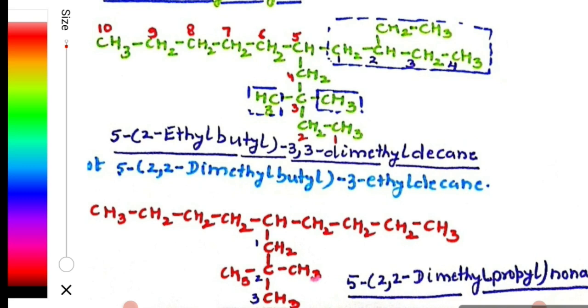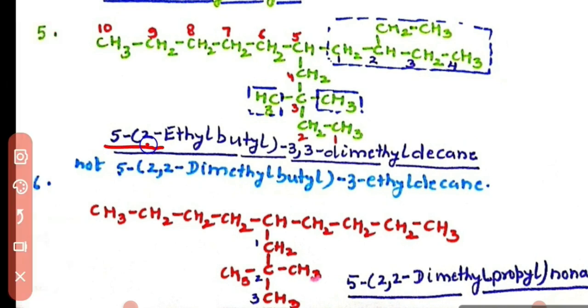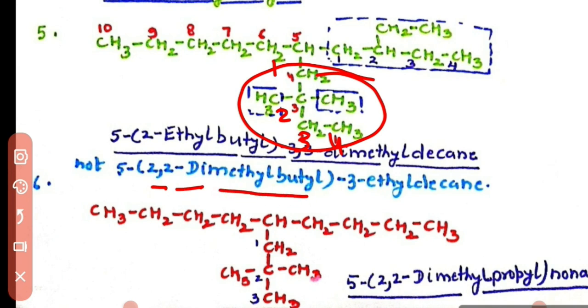In this way we can name saturated hydrocarbons containing different numbers of branches. Now let us conclude. The first rule of IUPAC nomenclature is that you have to select the longest chain containing the maximum number of carbon atoms. The second rule is to number the carbon atoms, that is the lowest locant rule. When the lowest locant rule does not decide the direction of the numbering, then you have to follow the third rule, that is the alphabetical order. The prefixes di and tri, which indicate the number of groups, are not included in the alphabetical order.